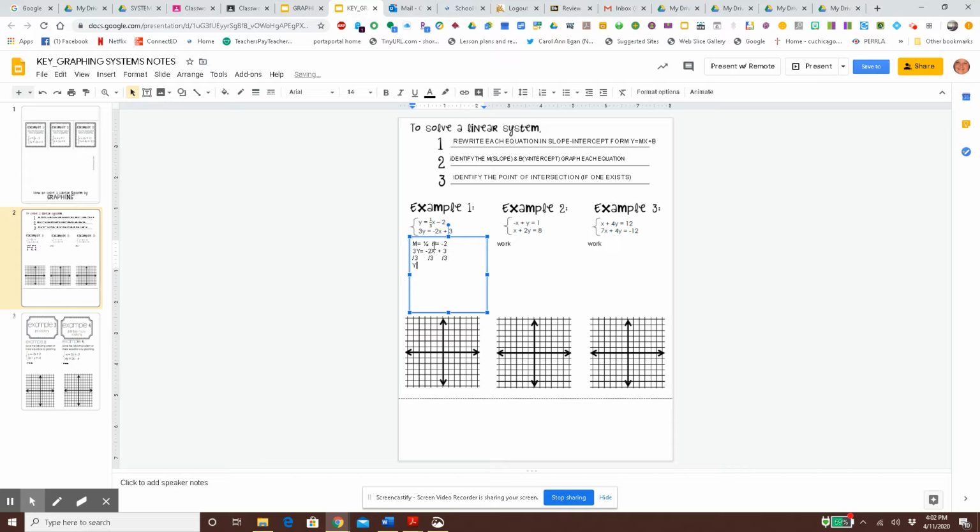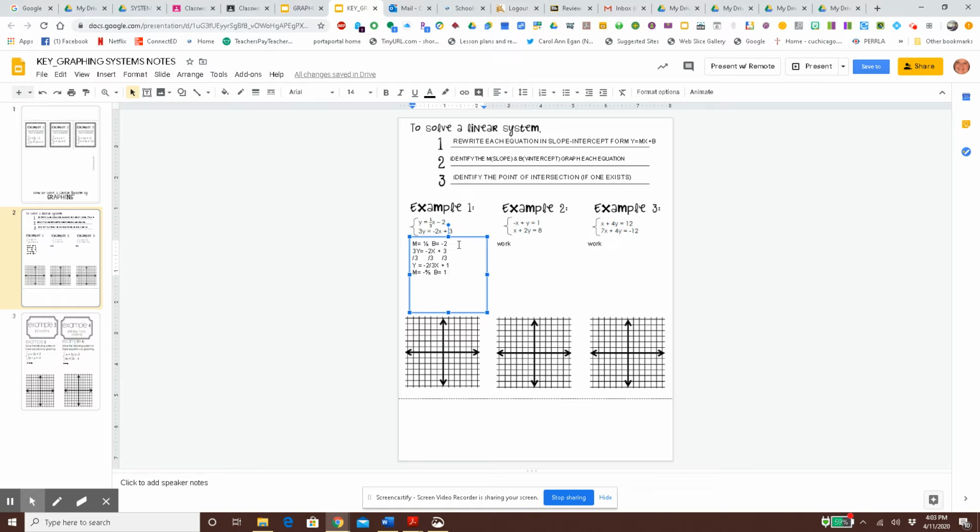When I do that, I'm going to wind up with y equals negative 2/3 x plus 1. So its m equals negative 2/3 and b equals positive 1.